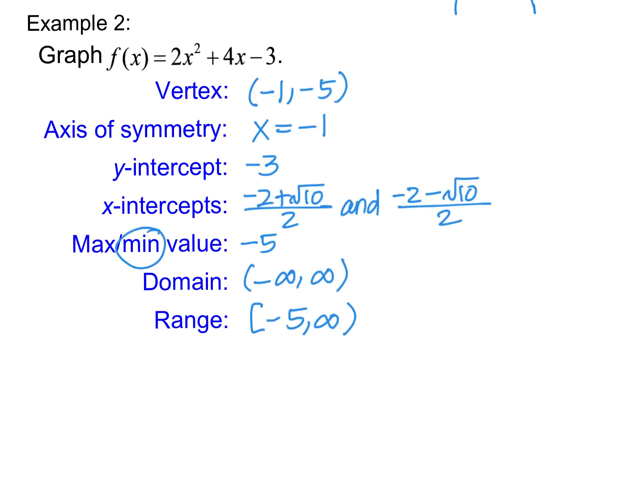All right, what you see there are the answers. Hopefully you got them correct. In this problem, to get the x-intercepts, you needed to use the quadratic formula or completing the square, because this f of x was not factorable.